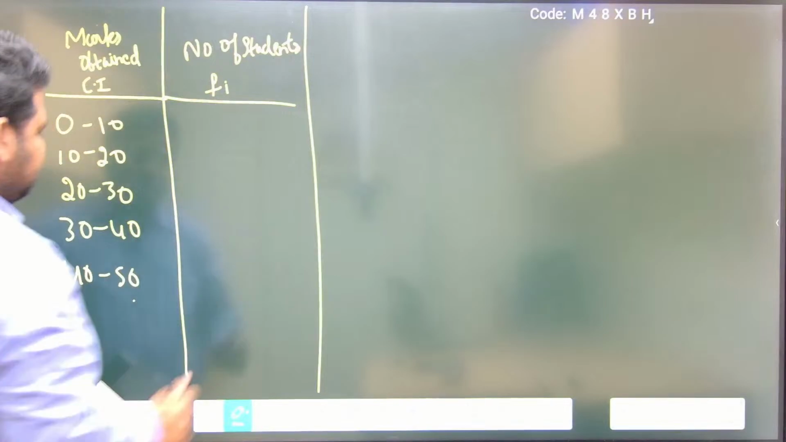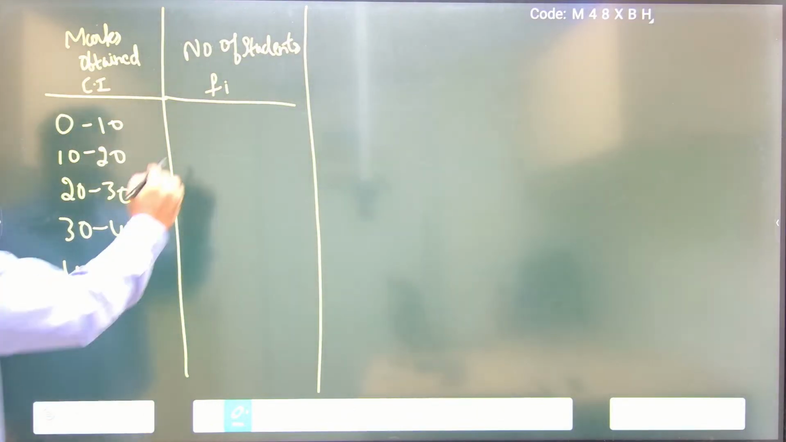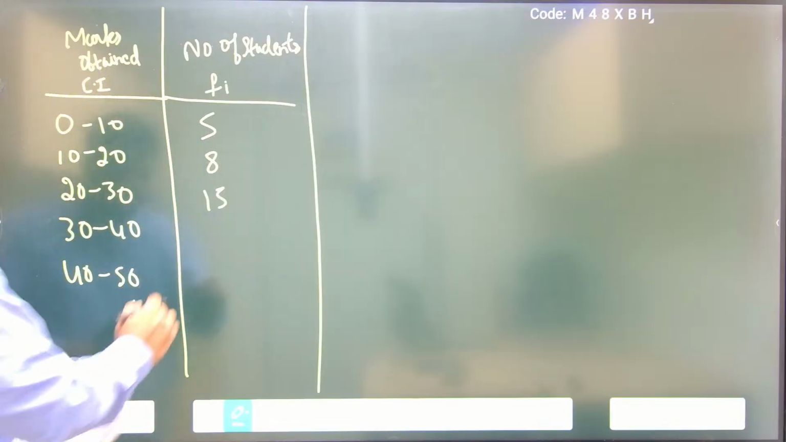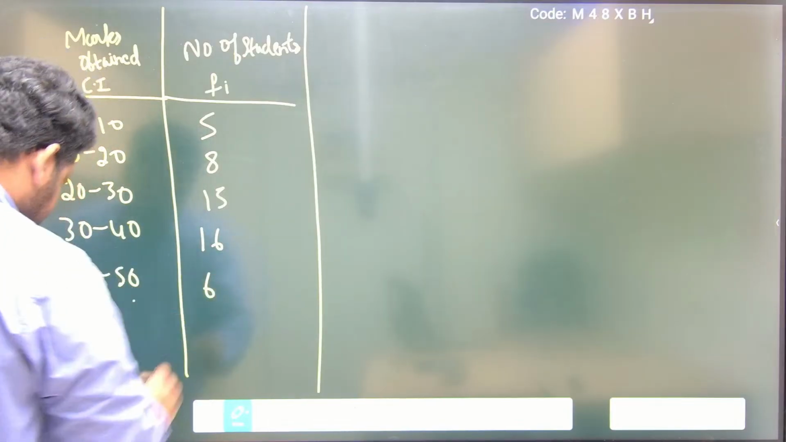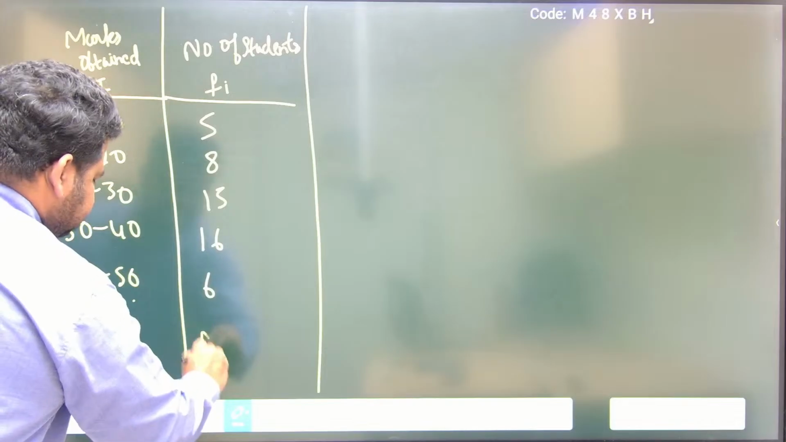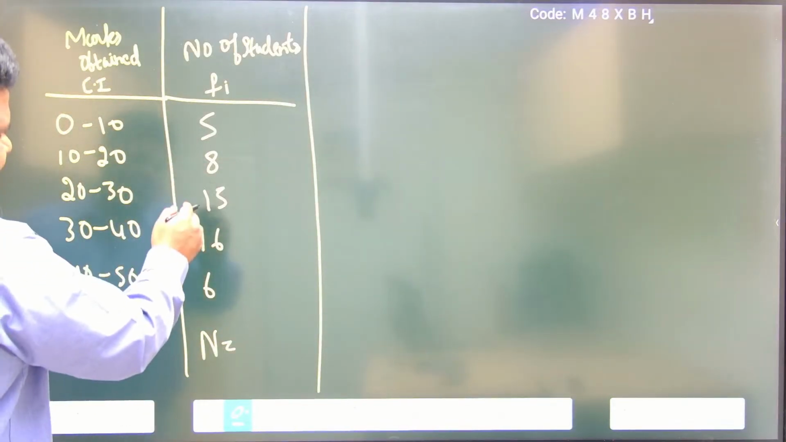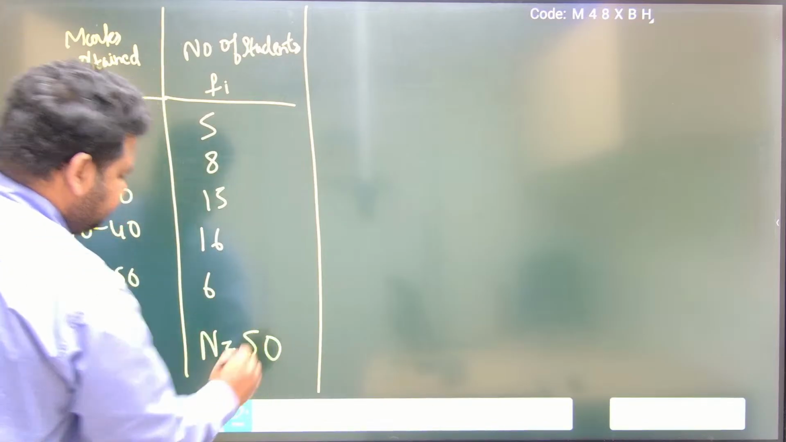Fi is here 5, 8, 15, 15, 16 and 6. Let me find N. N is nothing but the summation of Fi, which is 16, 22, 30, 45, 50. You will get it as 50.